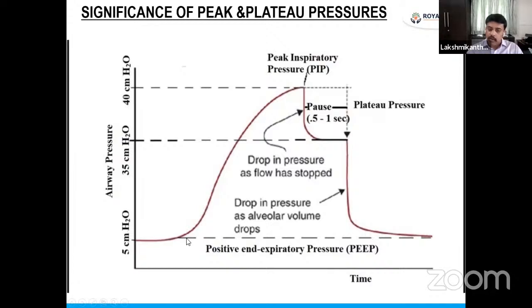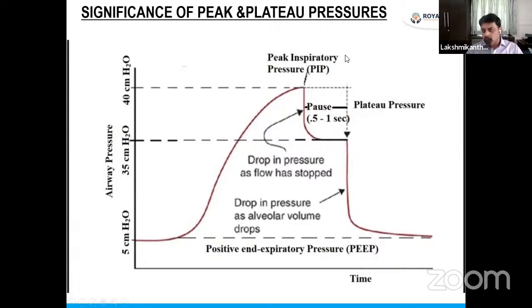And from that baseline, whenever the patient starts inspiring or whenever the ventilator starts giving an inspiratory tidal volume, your pressure slowly rises and it reaches the maximum. That is your peak inspiratory pressure. It depends on the tidal volume that you set and on the patient's lung. After the peak pressure is reached, expiration starts and your pressure starts coming down.